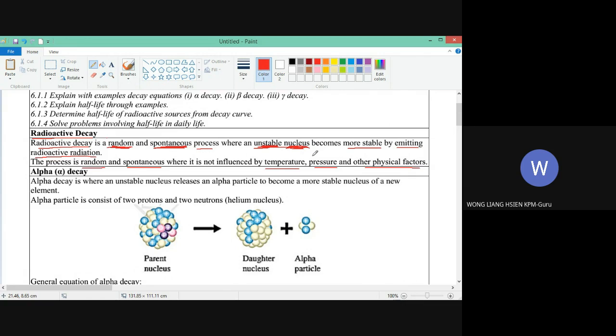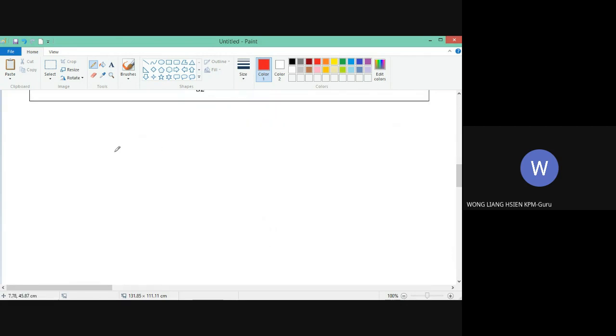Nucleus that are unstable. So the unstable nucleus becomes more stable. How? By emitting radioactive radiation. So this process is what we call radioactive decay. The concept of radioactive decay is actually very simple. We have an unstable nucleus, and this unstable nucleus wants to become stable.